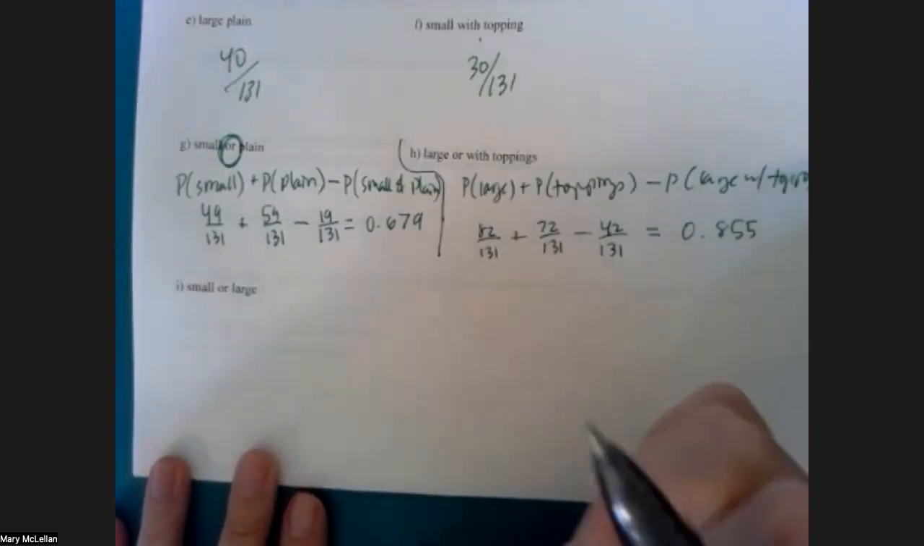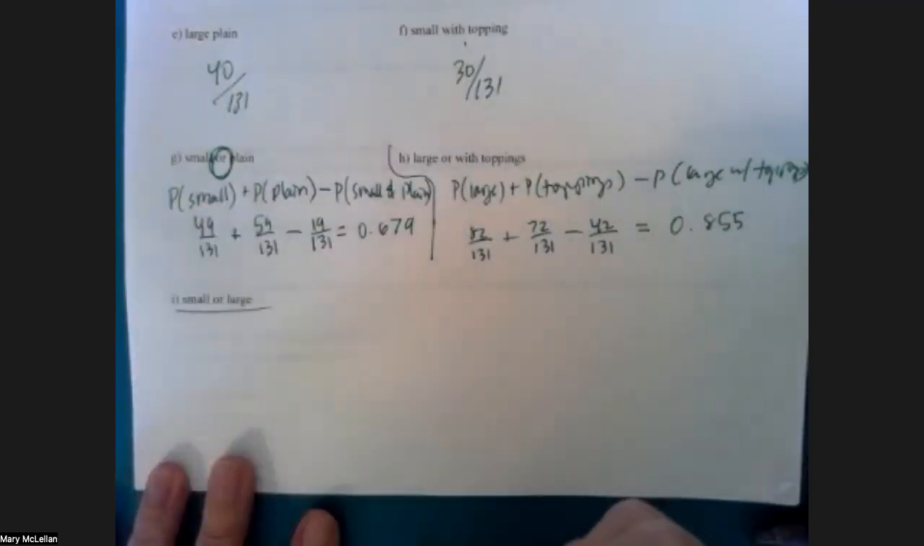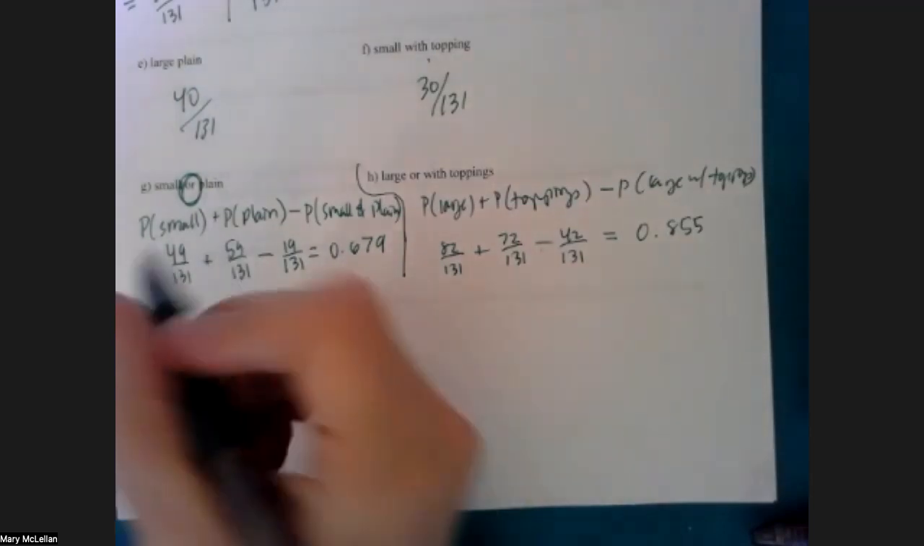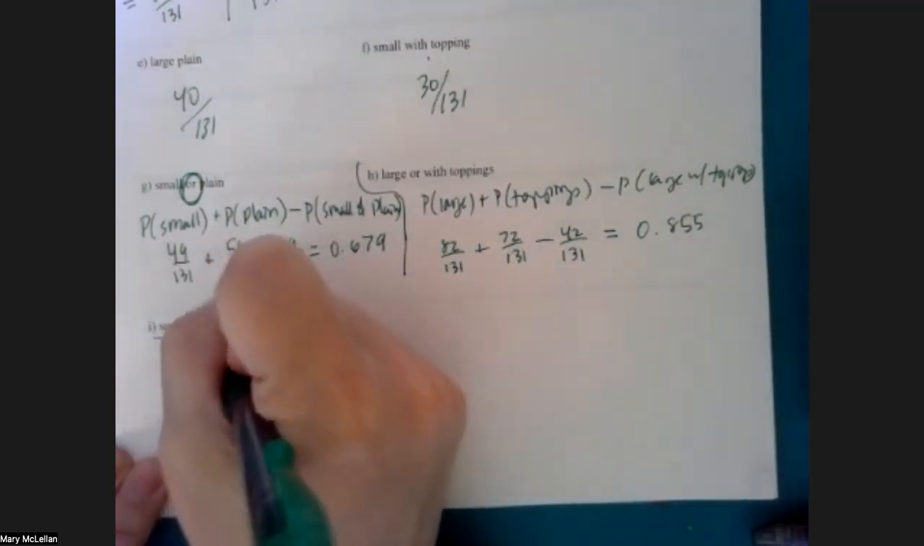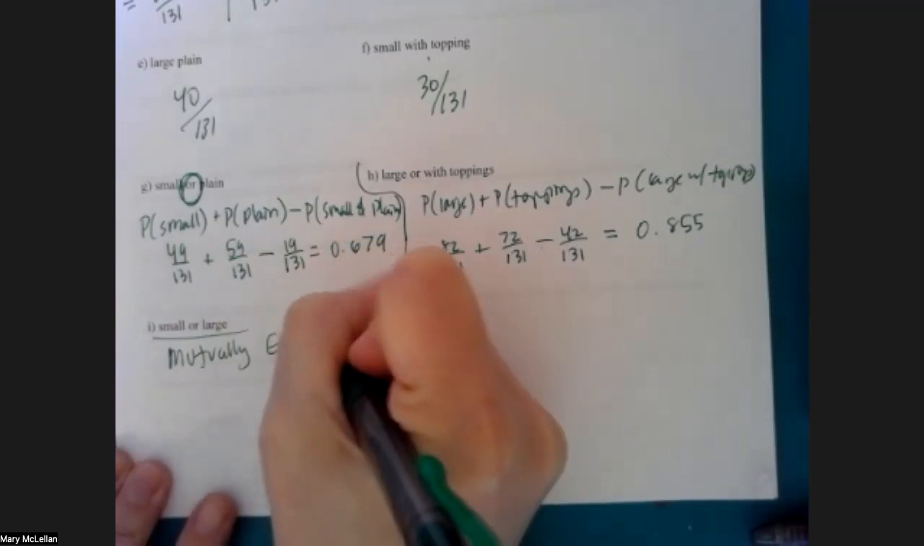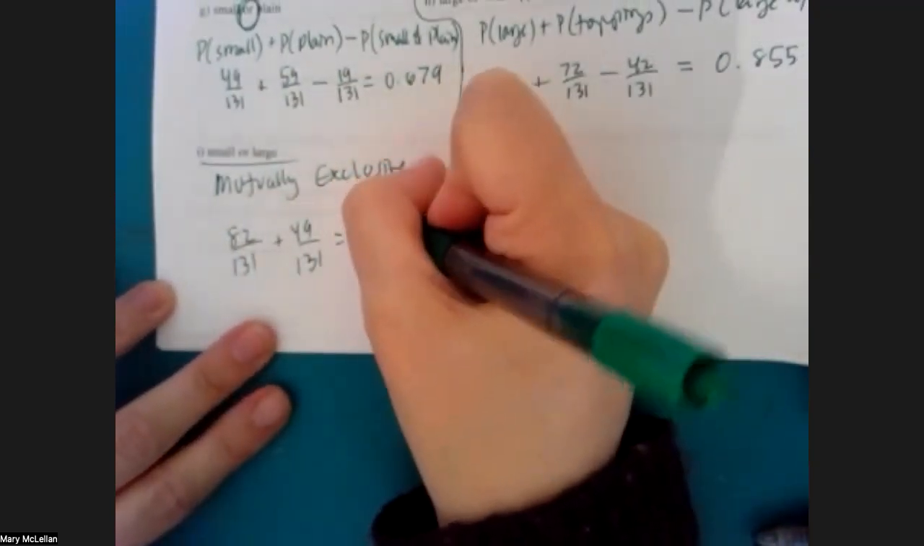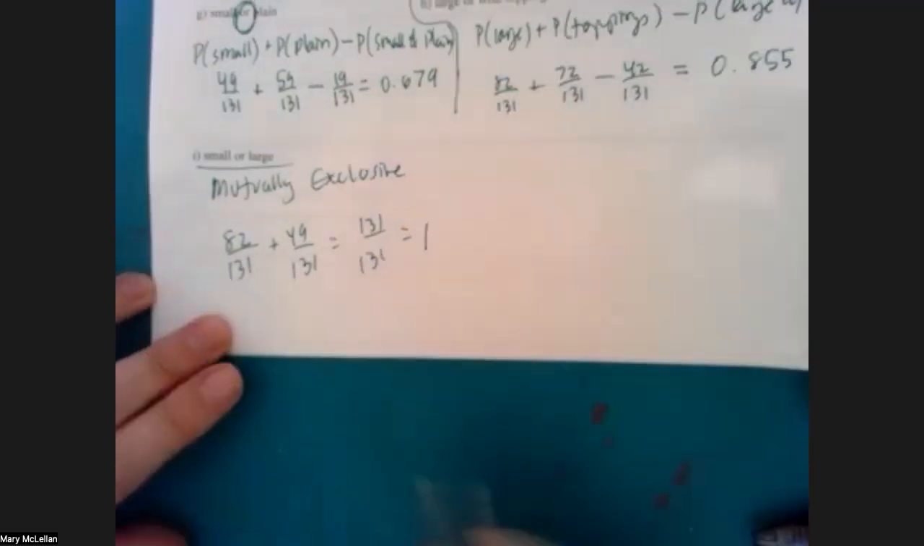Last but not least, small or large. Okay. Can you be small and large at the same time? No. These are mutually exclusive. So you can use the addition rule for mutually exclusive events. We have 82 over 131 plus 49 over 131. And would you know it, that equals 131 over 131, which is 1.